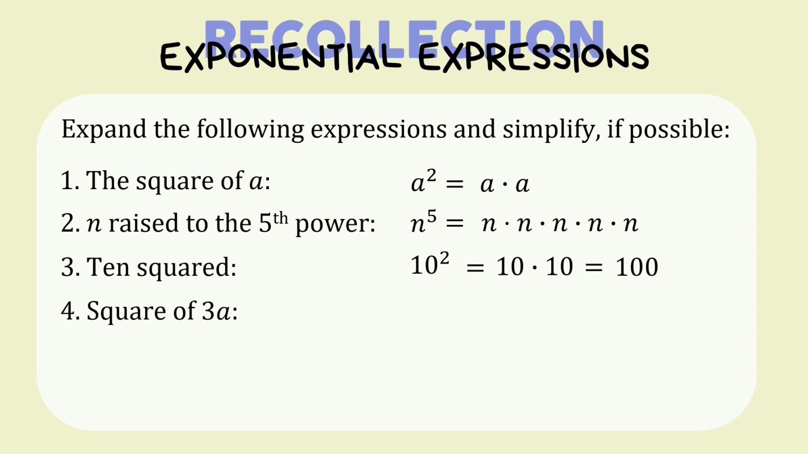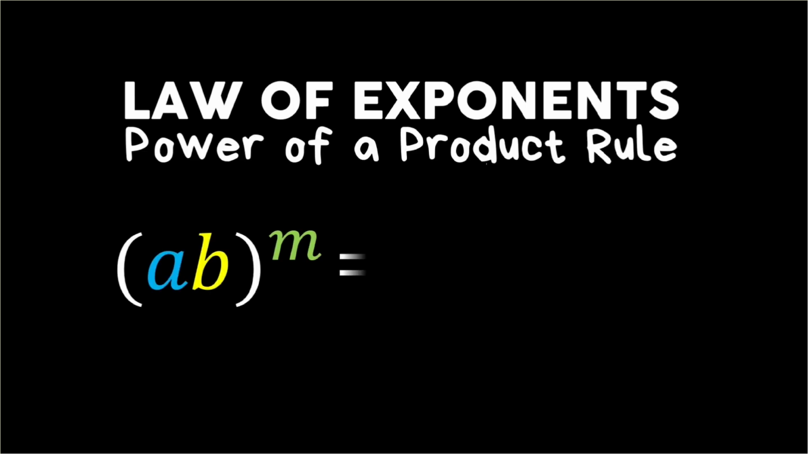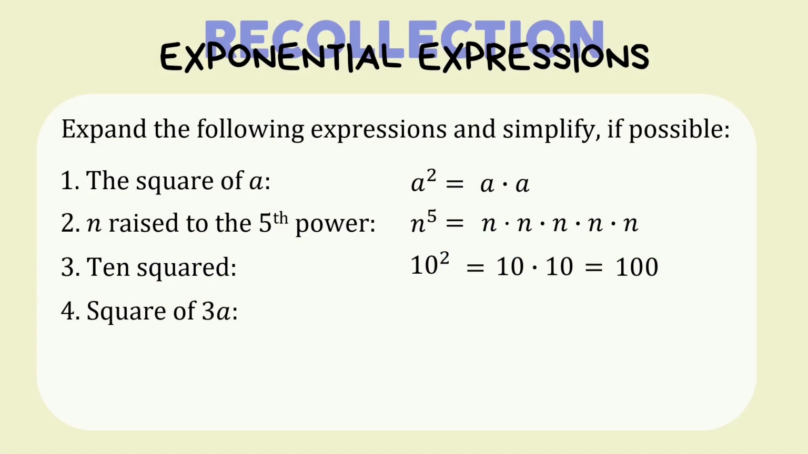How about the square of 3a, a coefficient with a variable? Recall the law of exponent. A product raised to an exponent is equal to the first factor raised to the exponent times the second factor raised to the same exponent. So that would be 3 squared times a squared. 3 squared is equal to 9, while a squared will stay as a squared, with their product being 9a squared.